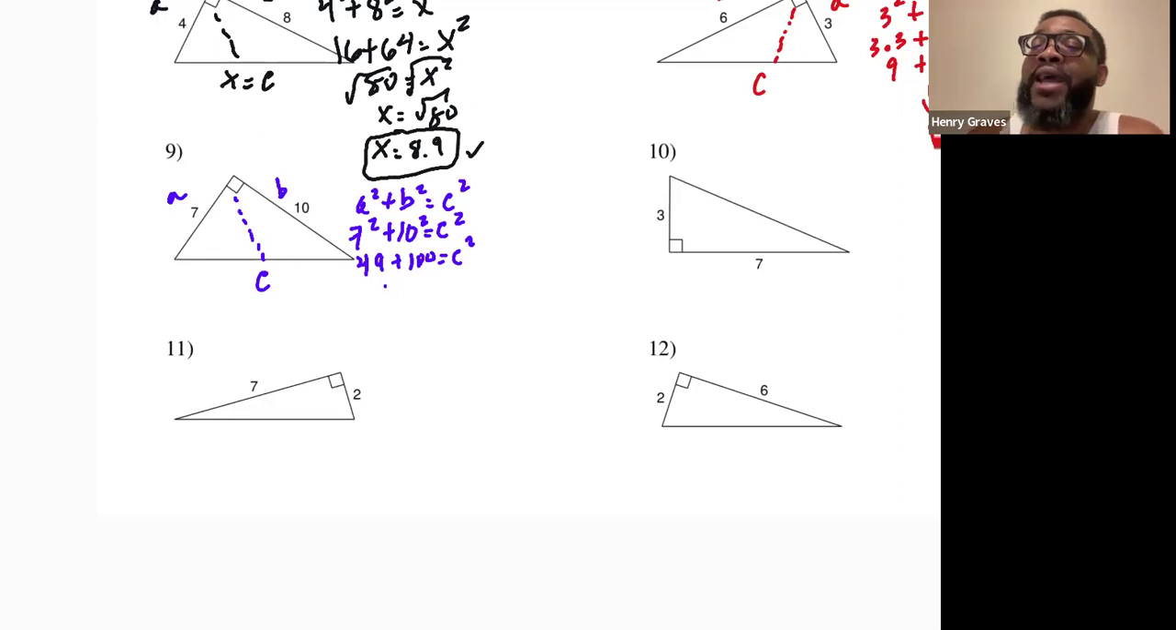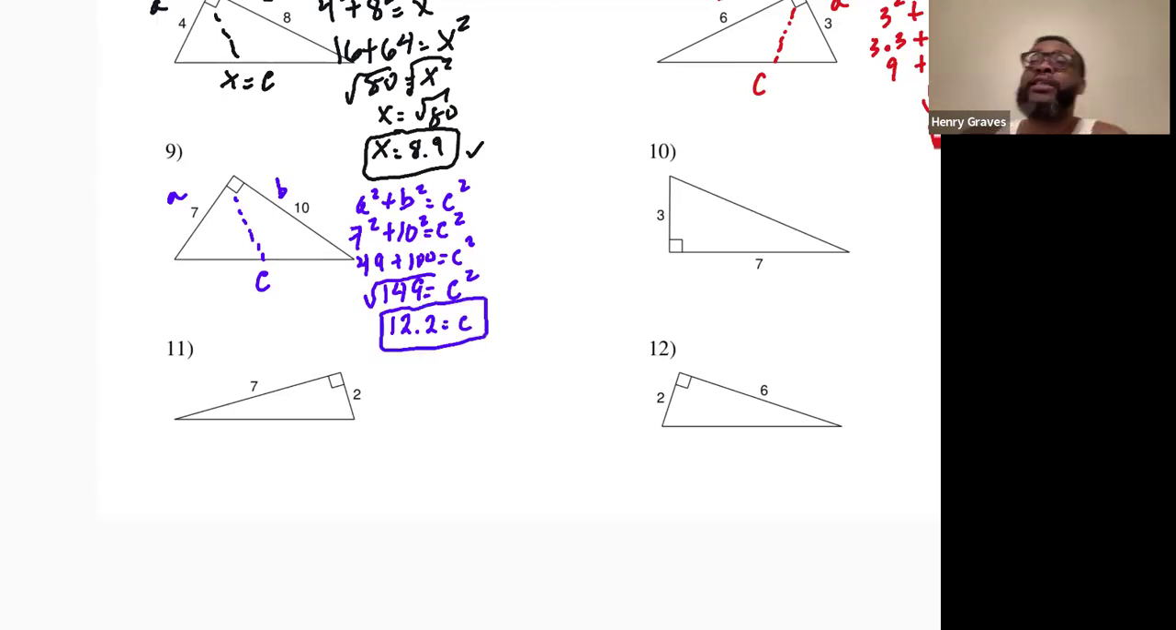And if I was a betting man, which I'm not, I would say this answer is above 12. So I think it's closer to about 13. But let me use my calculator. Square root of 149 is 12.2. So I was right. It's a little more than 12, but not closer to 13. So it's 12.2. And by the way, you can check my work makes sense, right? Because 12.2 is much bigger than 7 and 10. So I know that is definitely the right answer.